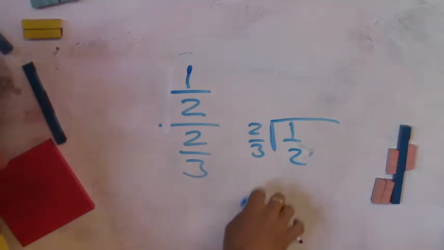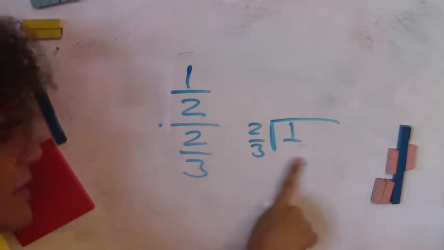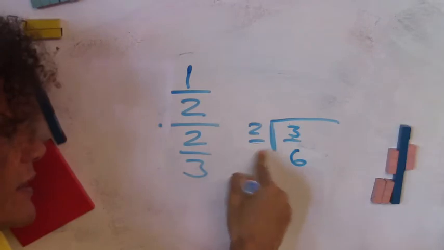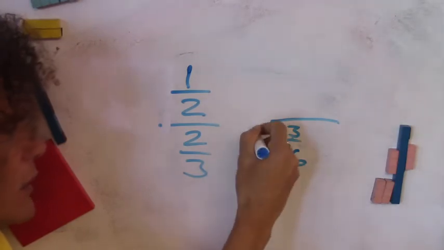Well, can we do the same thing? Make them 6. If I make this 6, this is 3. And if I make this 6, this is 4.